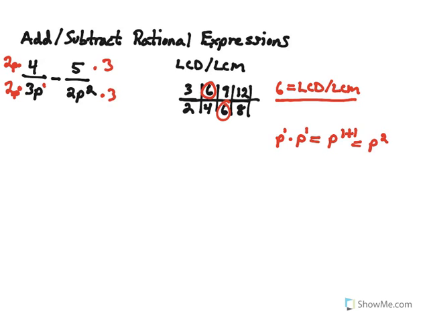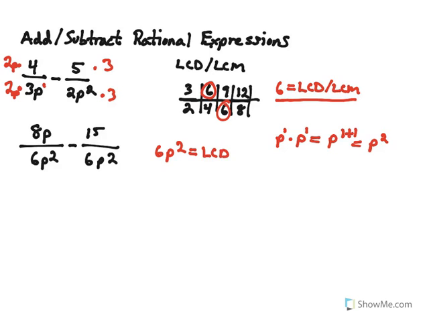So when we simplify this, we're going to get 2p times 4. I'm just multiplying everything together here. So that's going to be 8p over 2p times 3p, which is 6p squared, minus, and then 5 times 3 is going to be 15 over 2p squared times 3, which is 6p squared. You notice the common denominator is actually going to be 6p squared. That's my common denominator for the fractions.